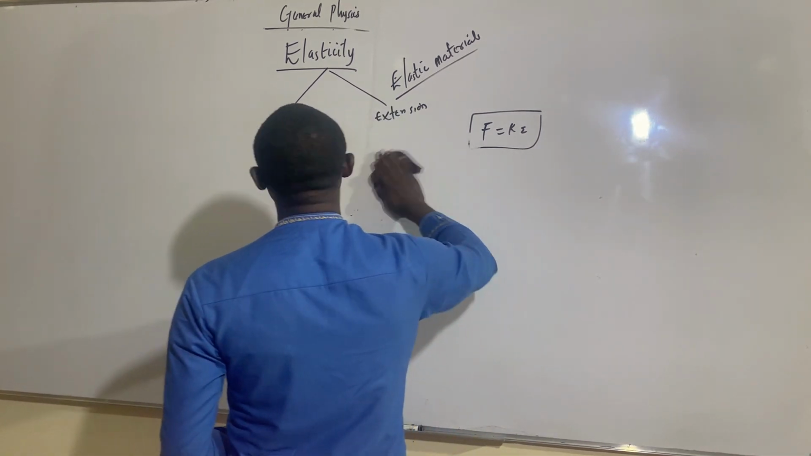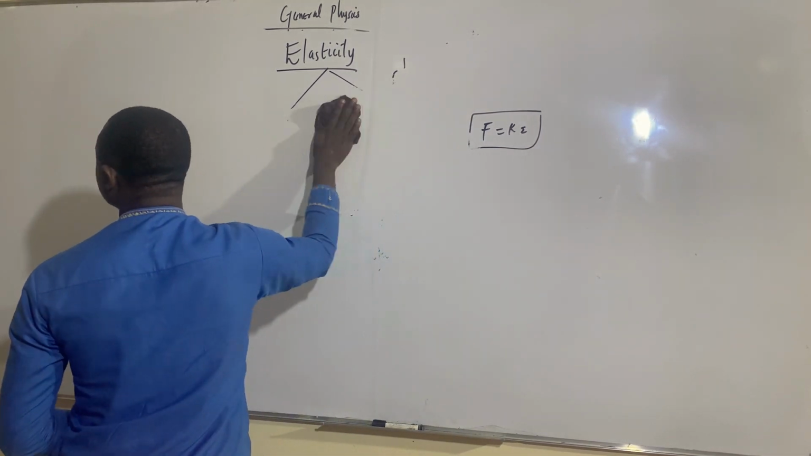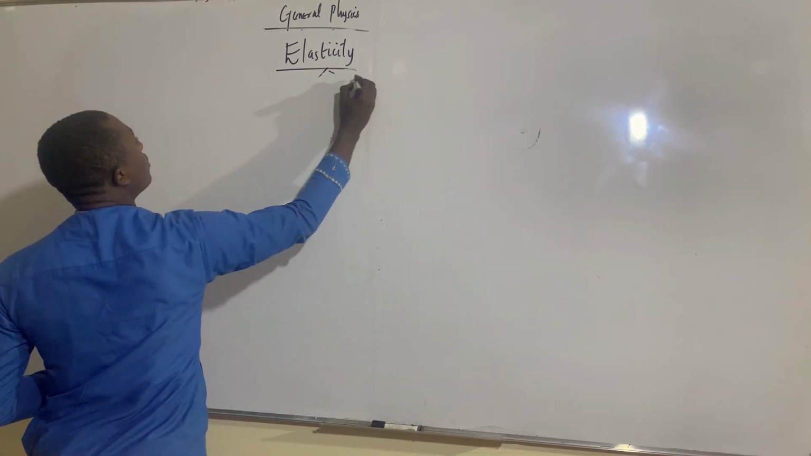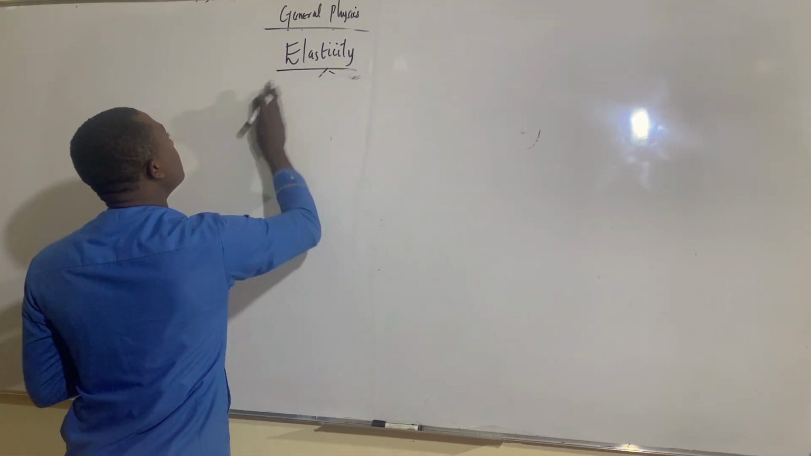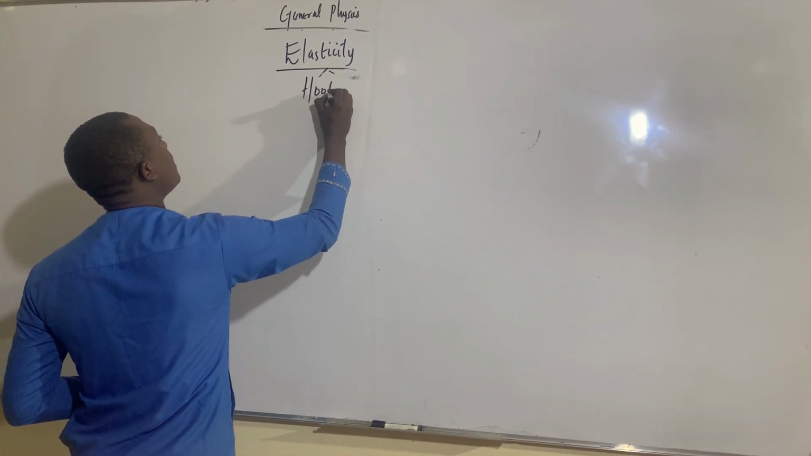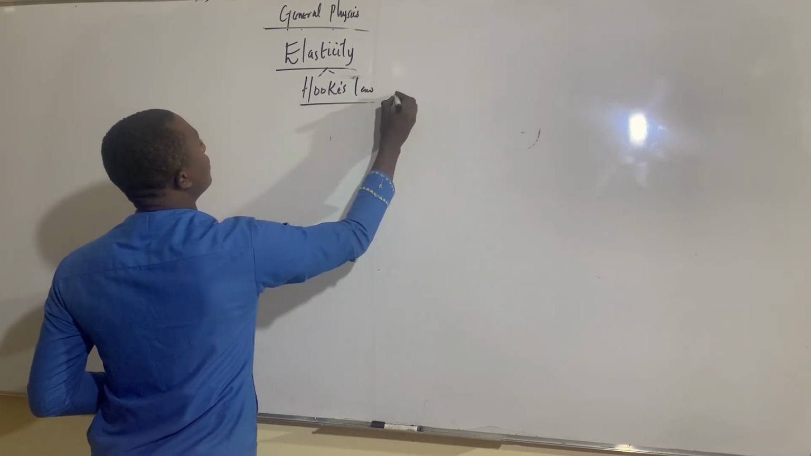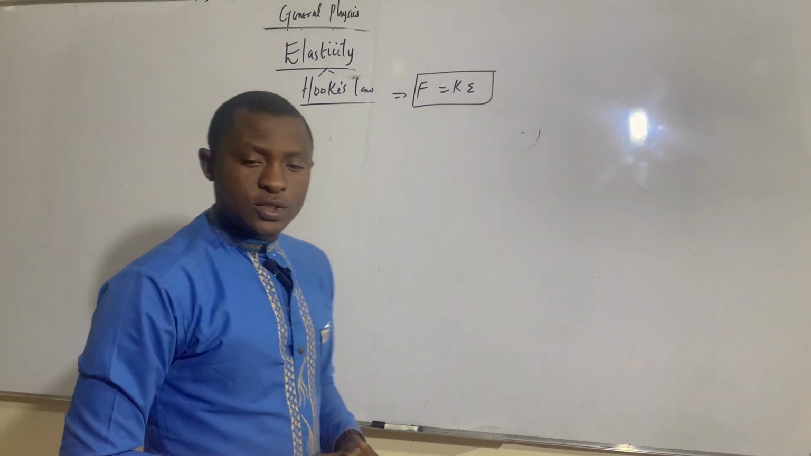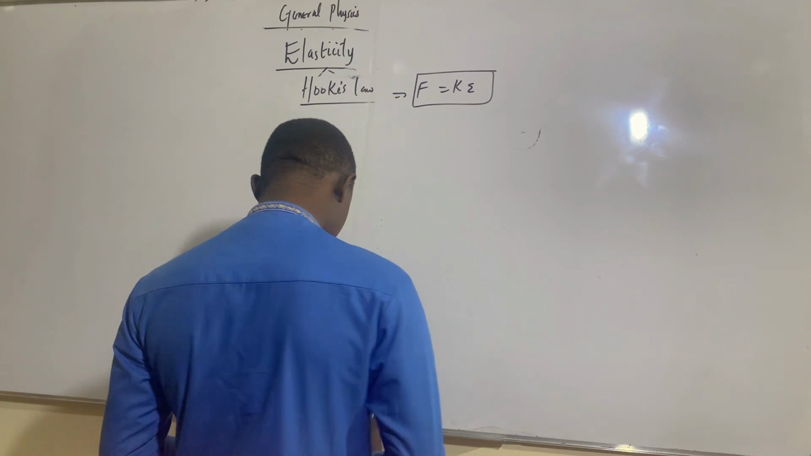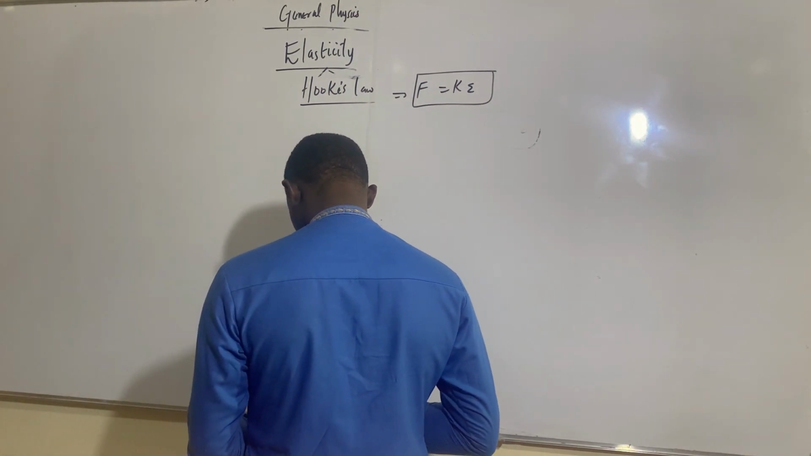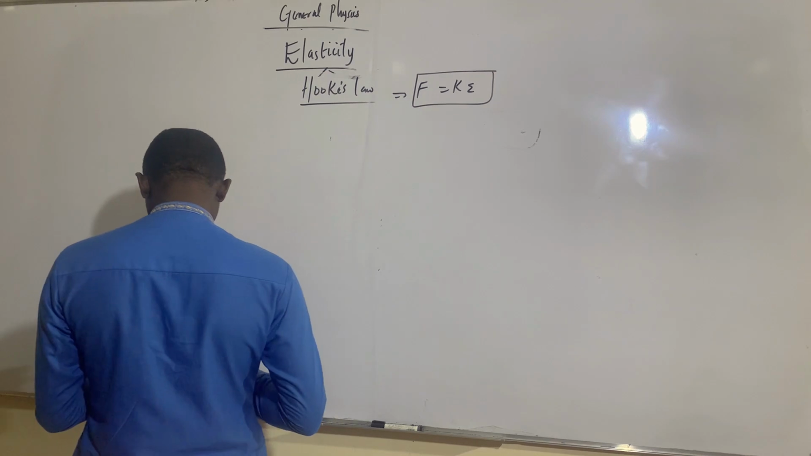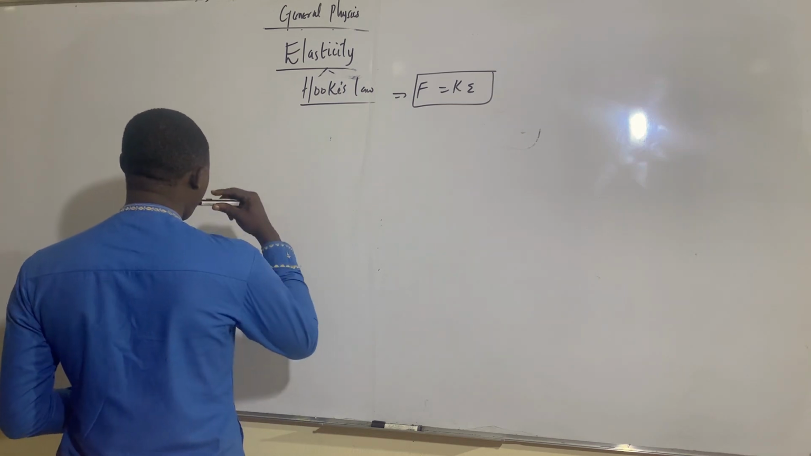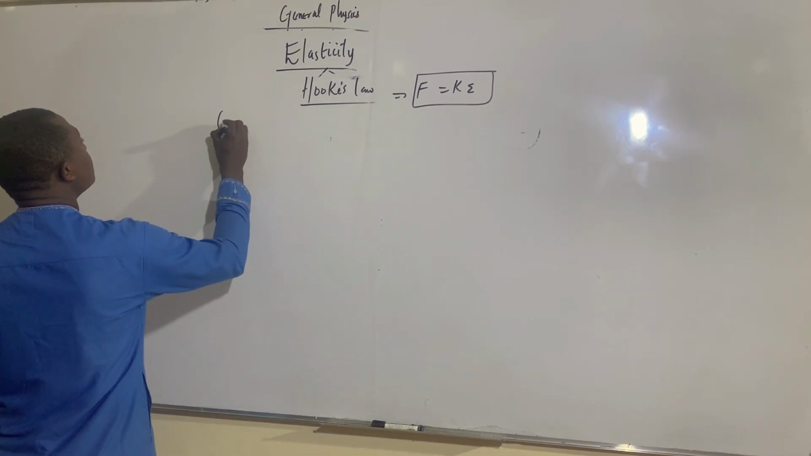So how are we going to use this formula? Let's see how we are going to apply this formula to solve some problems. From Hooke's law, we have F is equal to KE. So this is what we have from Hooke's law. Let's see some problems. Question 1.